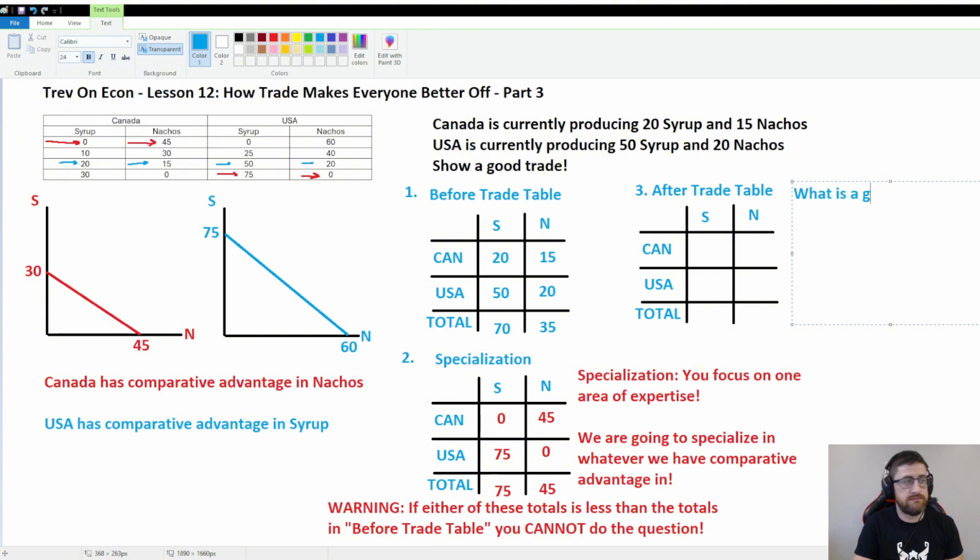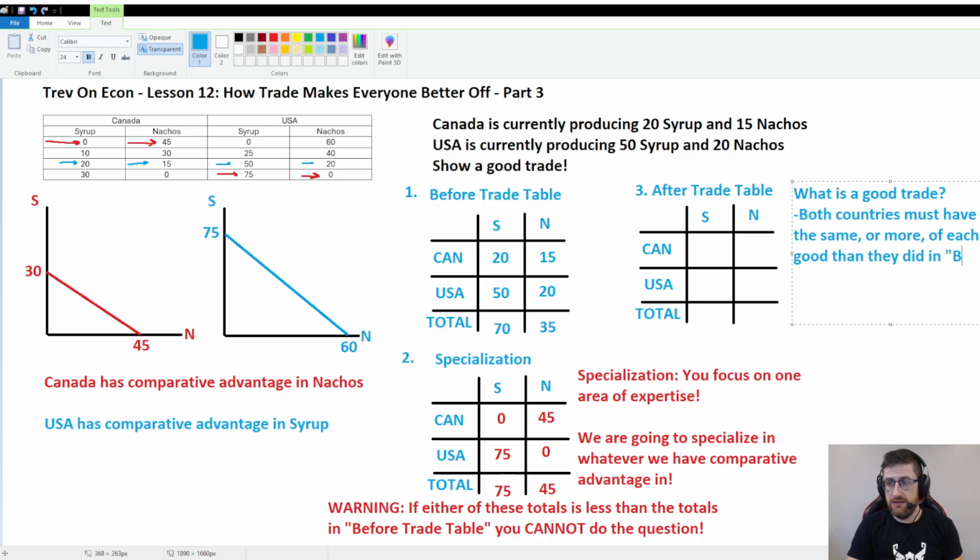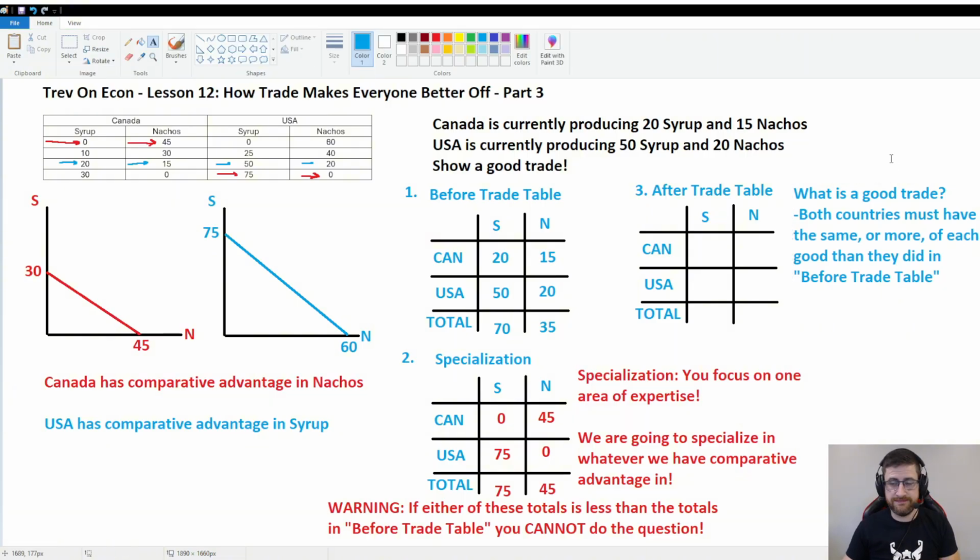And it's a very simple premise. Both countries must have the same or more of each good than they did in the before trade table. Okay, that's literally the only rule we have. So Canada has to have at least 20 or more syrup. Canada has to have at least 15 or more nachos, at least 50 or more syrup for the US, and at least 20 or more nachos for the US.